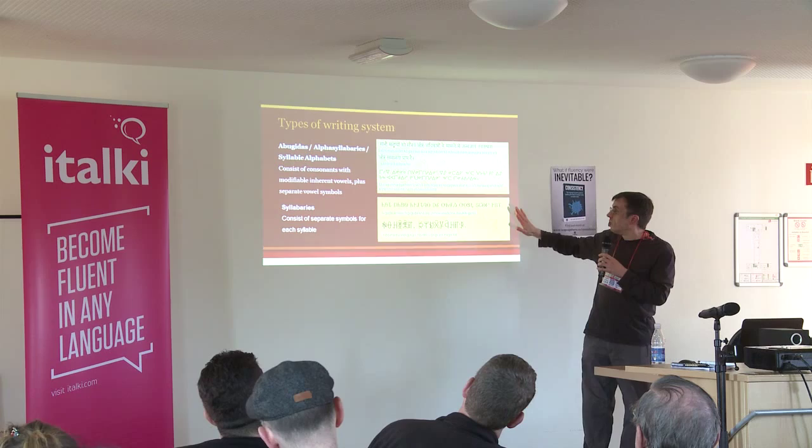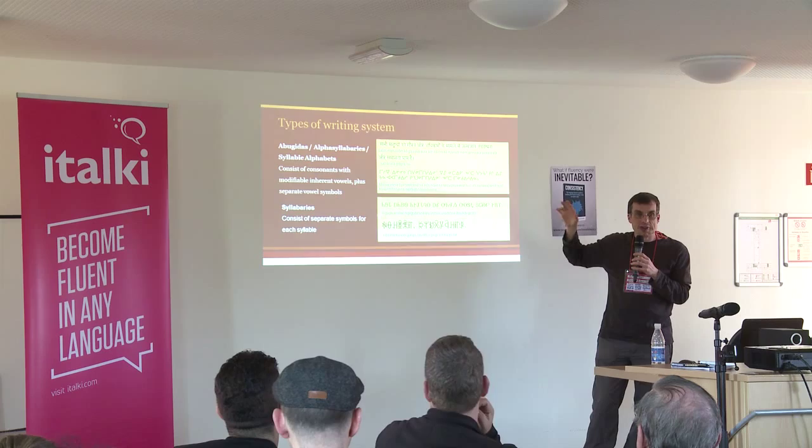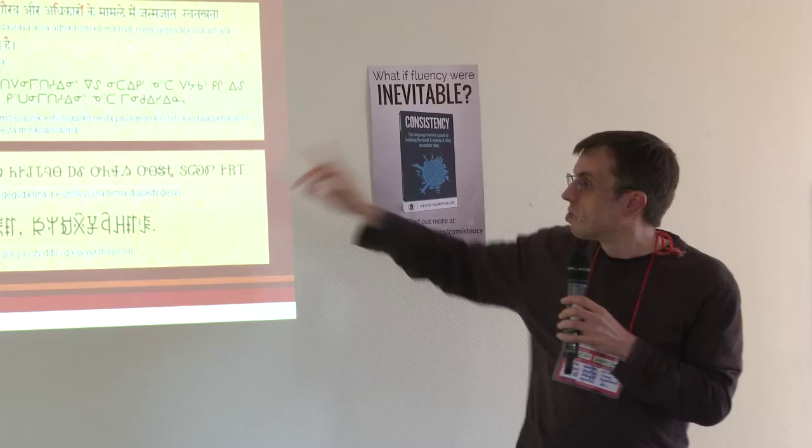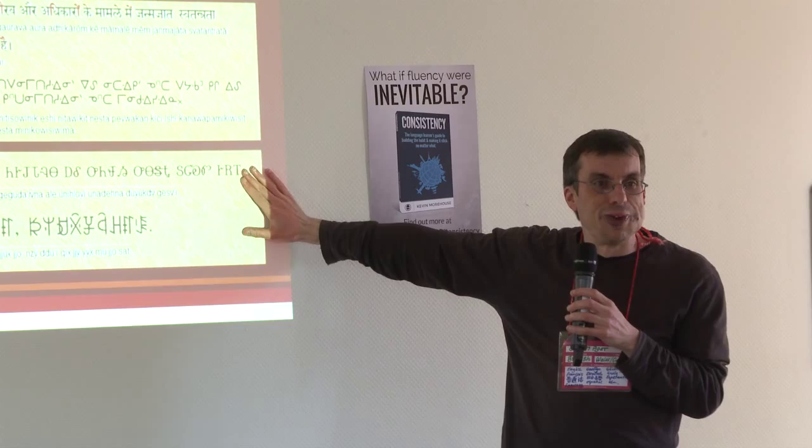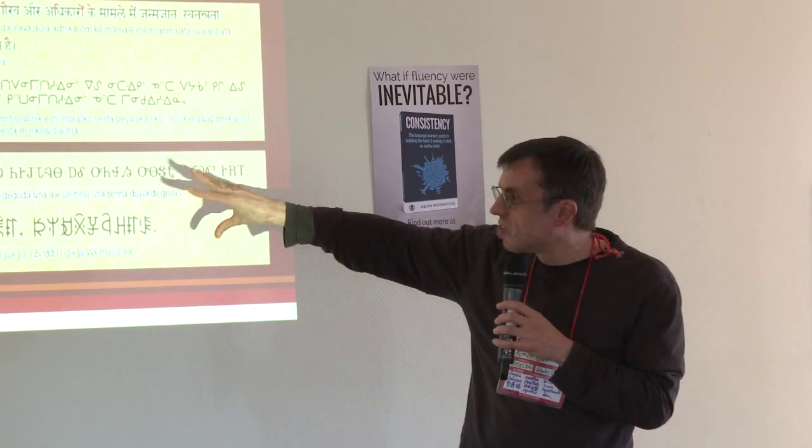Then we have the syllabaries. Now these have a separate symbol for each syllable. So they're based on syllables. This one, I'm sure you'll recognize, is Cherokee. And this is kind of loosely based on Latin letters.